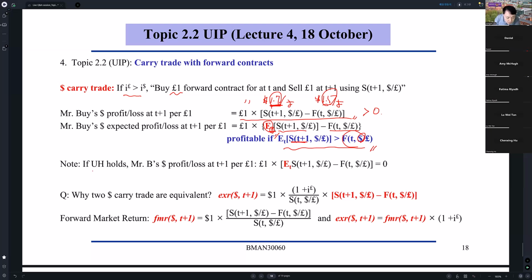By the way, we talk about this one: when the unbiasedness hypothesis holds, Mr. Buy's profit will be 0. It's better to put expected here because this is expectations. So expected profit will be 0.